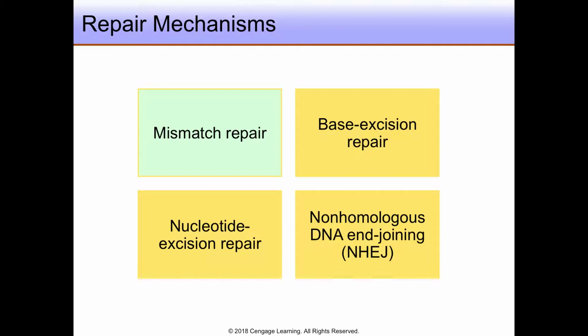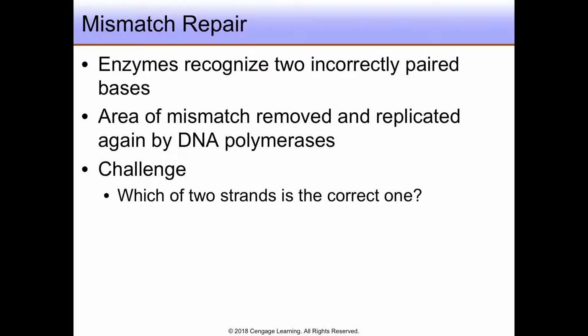The first we will consider is mismatch repair. This occurs when the wrong nucleotide has been incorporated into the DNA chain, resulting in two incorrectly paired bases. Enzymes must recognize the distortion caused by the mismatch, remove the wrong nucleotide, and replace it with the correct one. However, since there are two strands, the challenge is to determine in which of these strands the error has occurred.